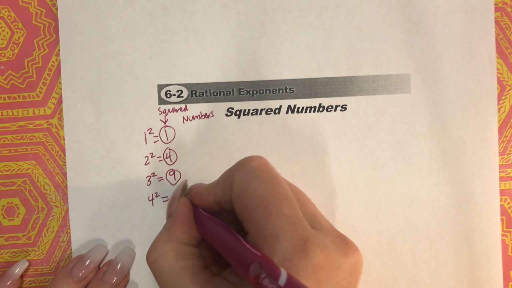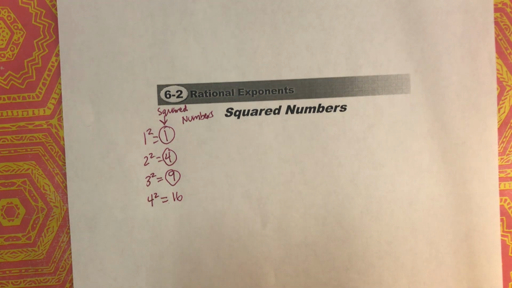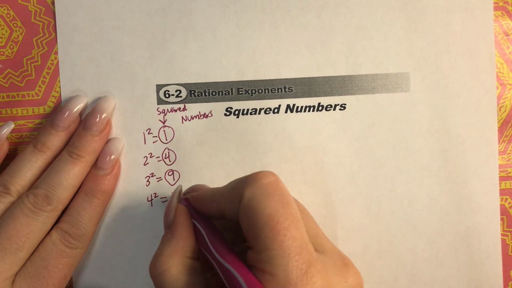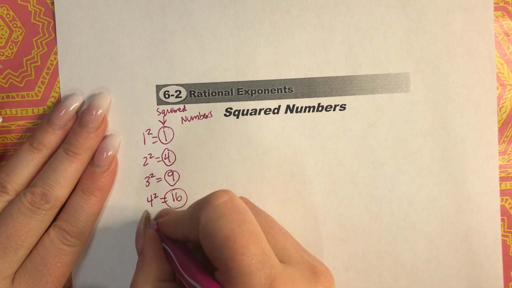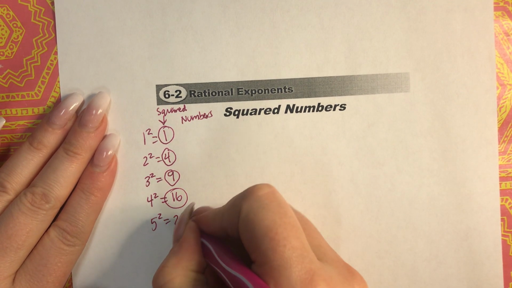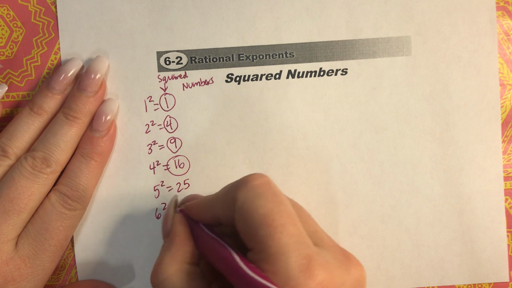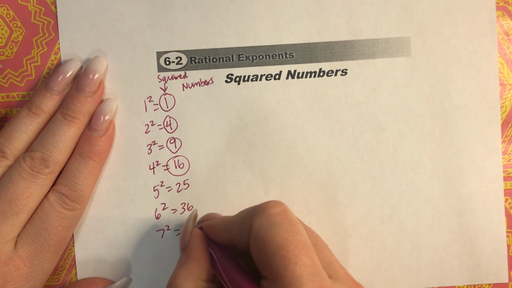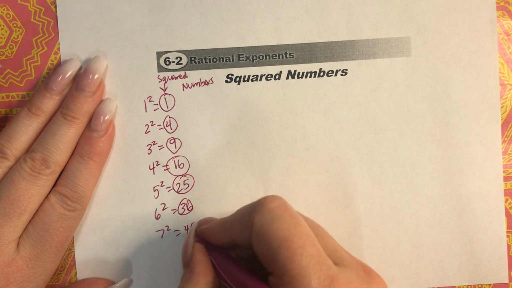4 squared equals 16. 16 is a squared number. 5 squared equals 25. 6 squared equals 36. 7 squared equals 49. Again, these are all squared numbers.